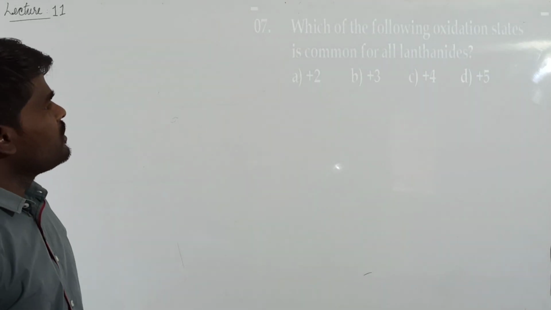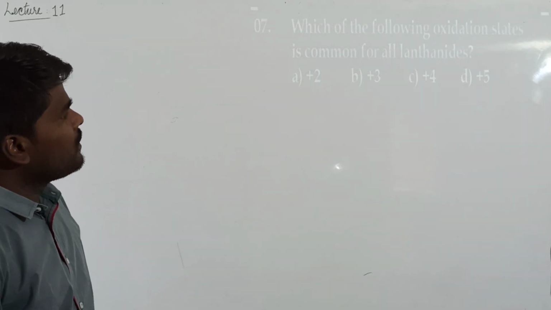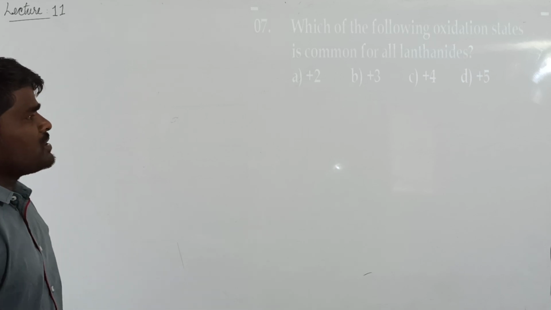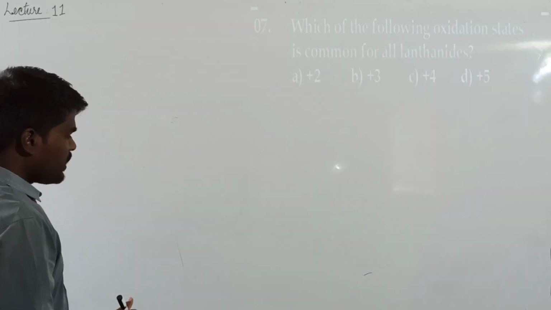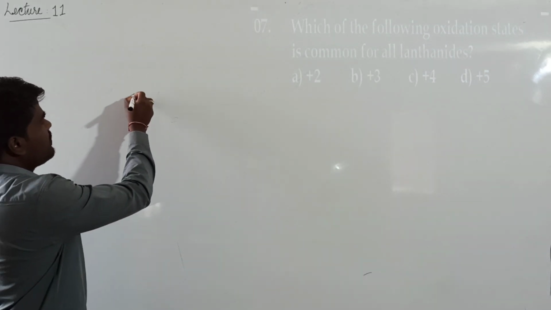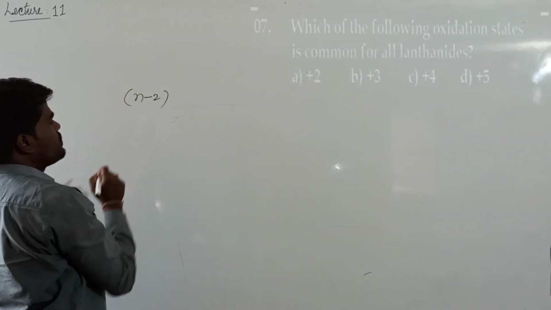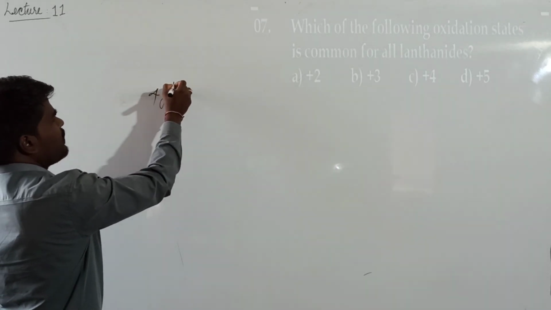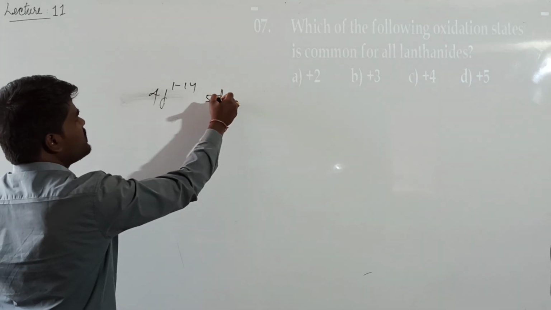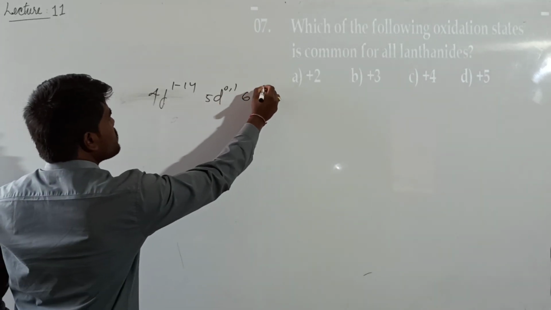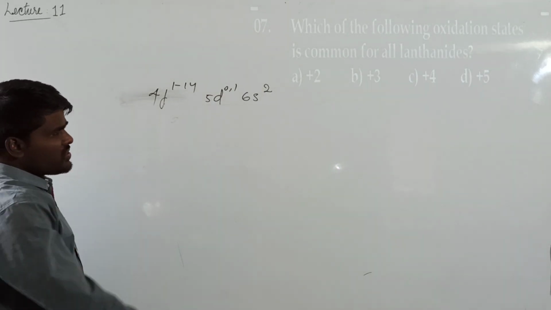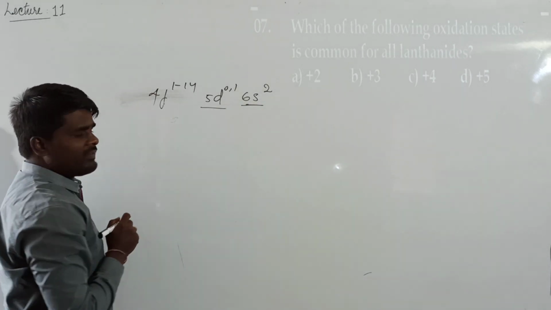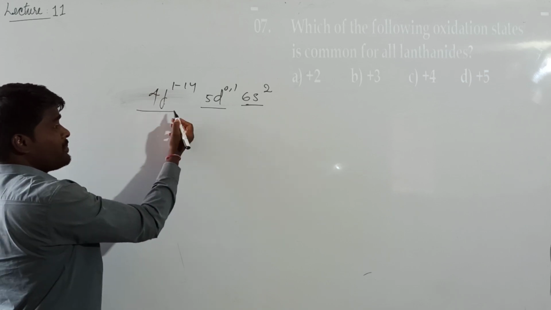Here comes our next question. Which of the following oxidation states is common for all lanthanides? Generally, we know that the general electronic configuration of lanthanides is (n-2)4f 1 to 14, 5d 0 or 1, and 6s2. What is the valence shell? 6s is the valence shell. What is the penultimate shell? The 5d shell. So this is the penultimate shell.